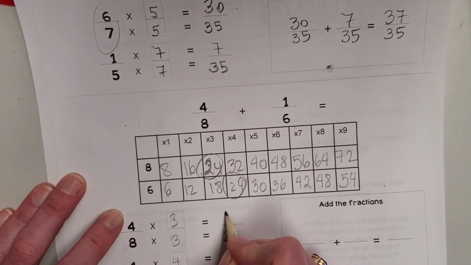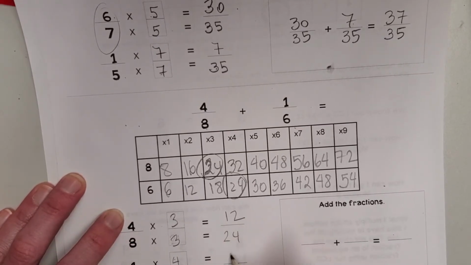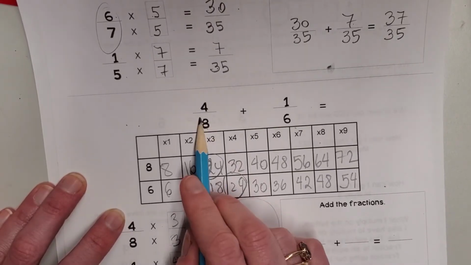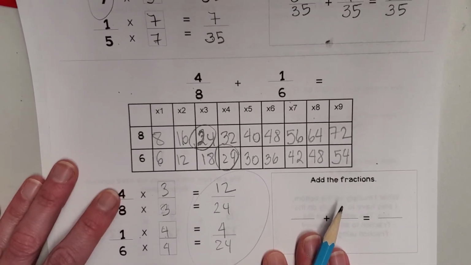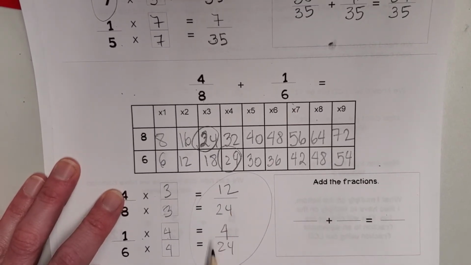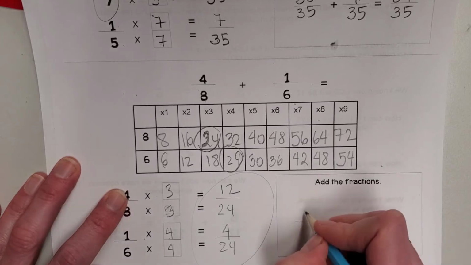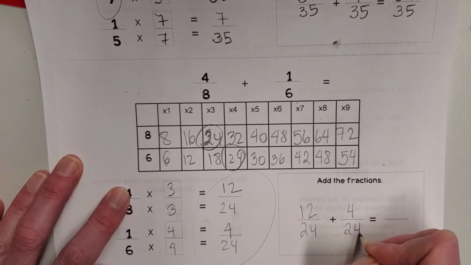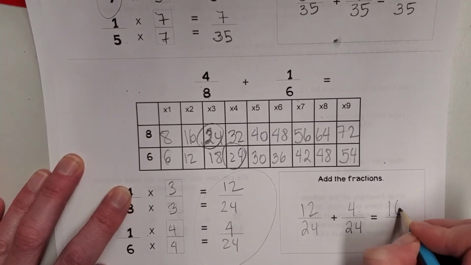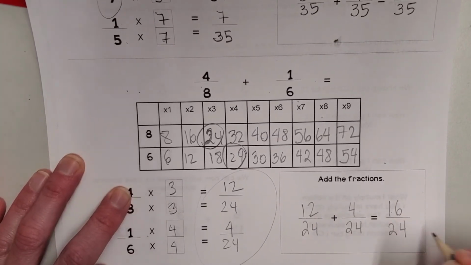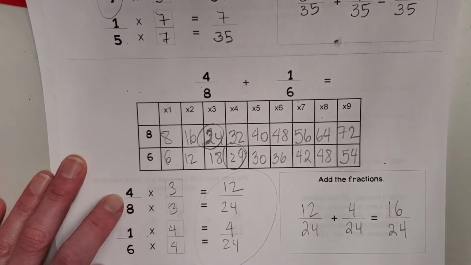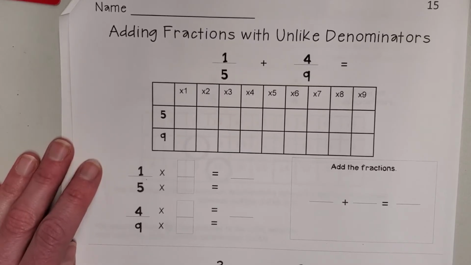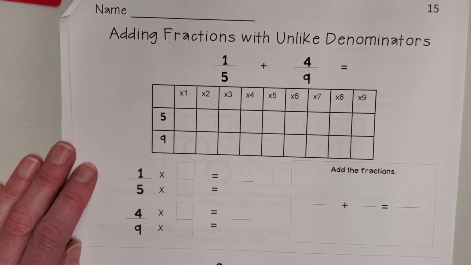4 times 3 is 12. 1 times 4 is 4. These are our new numbers, right? We're not talking about 4/8 and 1/6. Oops. We're talking about 12/24 and 4/24. So 12/24 plus 4/24. 12 plus 4 is 16/24.